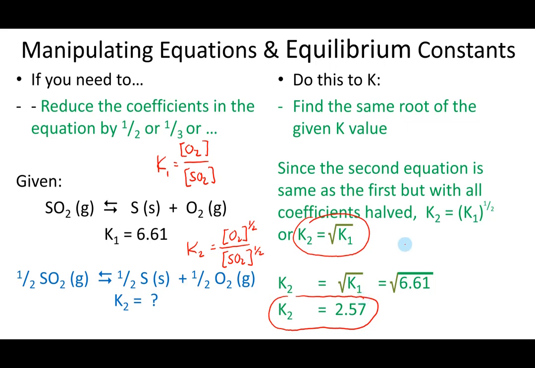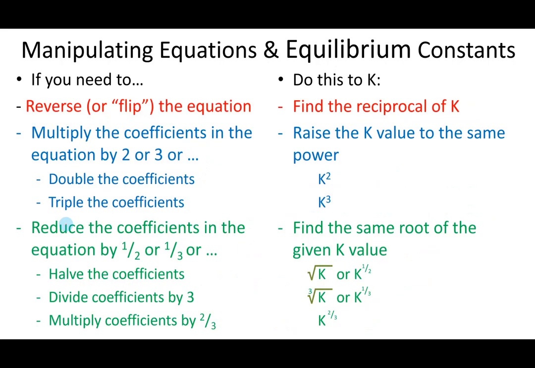So keeping in mind that whatever you need to do in terms of the coefficient change, you can put in as a K to the 1/2 power instead of having to do it as a square root or a third root. Just take it to the 1/3 power for a cube root and so forth. And I think you guys are pretty comfortable with that. So in a nutshell, here are the three manipulations. Flipping the equation causes us to find the reciprocal of K. Multiplying the coefficients by 2 or 3 or any other whole number typically would cause us to take K to that power. So here, K squared or K cubed.